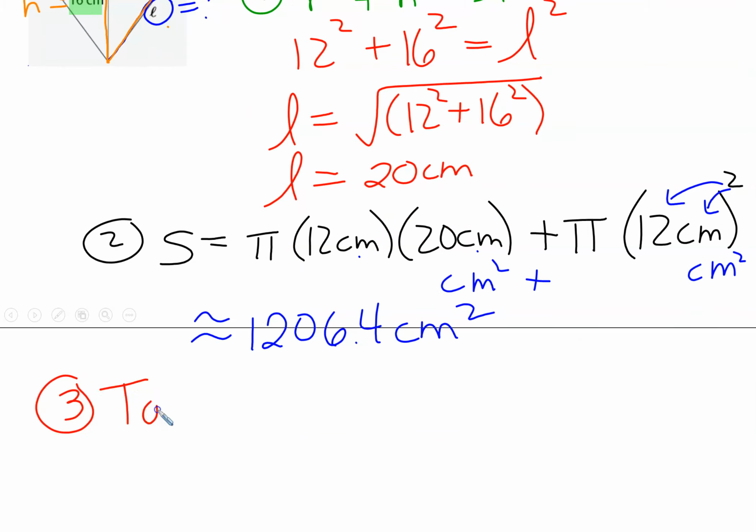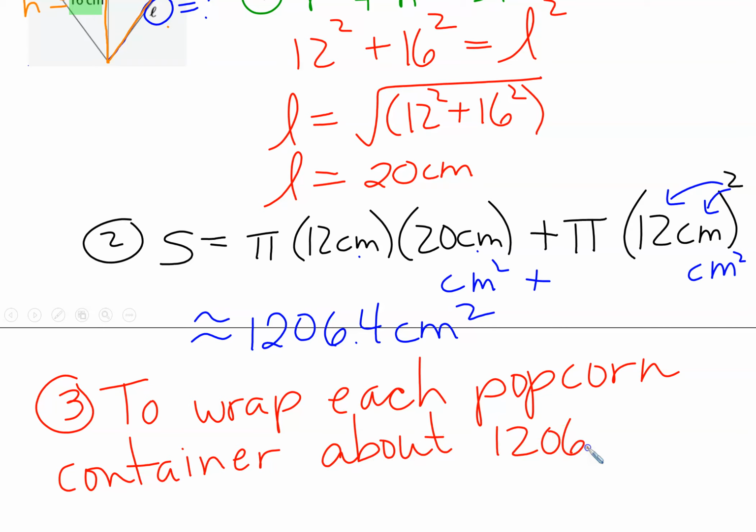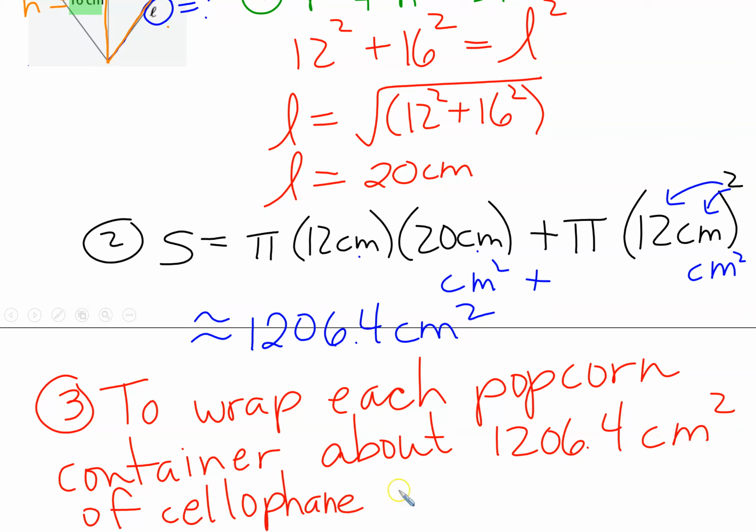So to wrap each popcorn container, about 1,206.4 square centimeters of cellophane is needed.